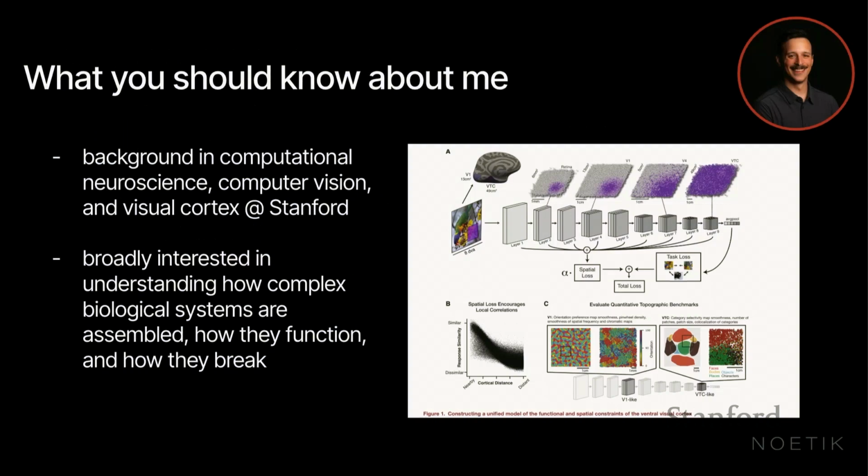What you should know about me, this was covered a bit in the intro, but I did my PhD here at Stanford in neuroscience, so I'm actually not a cancer immunologist by training or background. I'm new to that field. My background is in computational neuroscience and specifically visual cortex and how the primate visual system works. And when I was here, I mostly studied how we can build biological constraints into, at the time, convolutional neural networks to make them more brain-like.